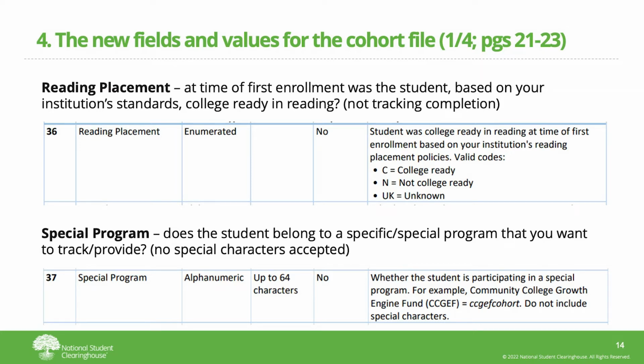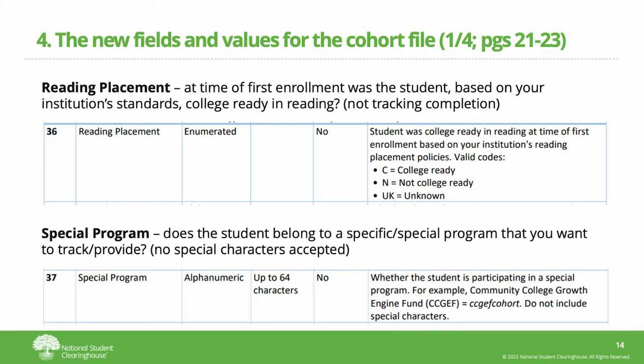So the first one that we've added is the reading placement. So at time of first enrollment, was the student based on your institution standards, college ready, and reading? So this is what we call an enumerated field, meaning that you must use one of the 3 values that we have provided to you, either C, N, or UK. Any value other than that would be a failure because it's actually not contained within the list that we say are acceptable values. So again, reading placement is enumerated, meaning you have to use either C, N, or UK as that value. Again, it can be blank and it will not fail that.